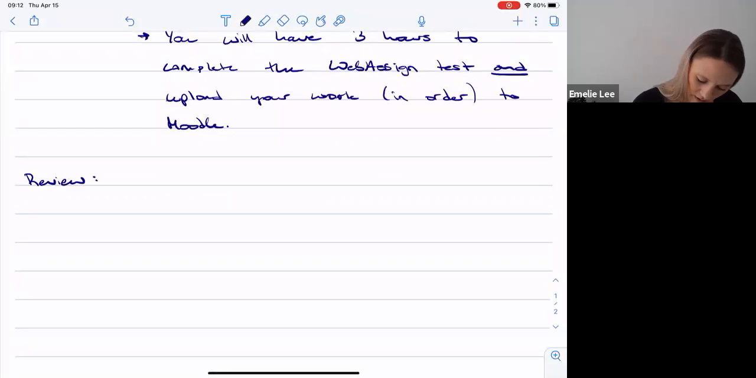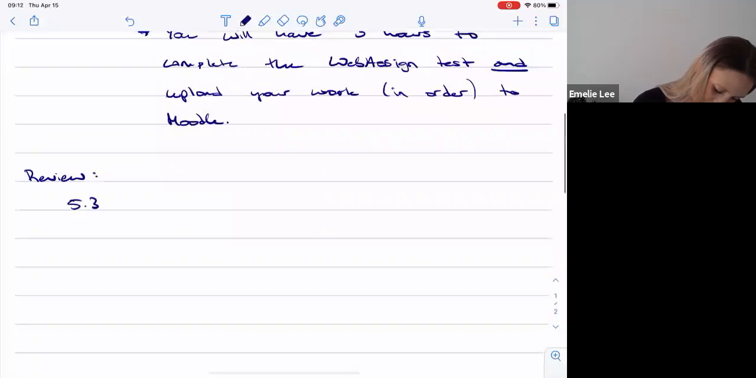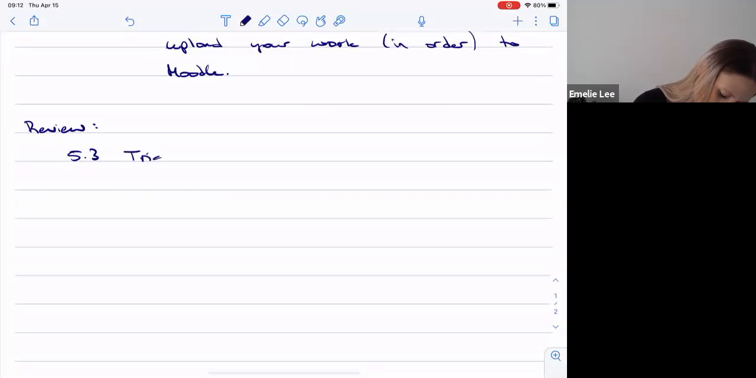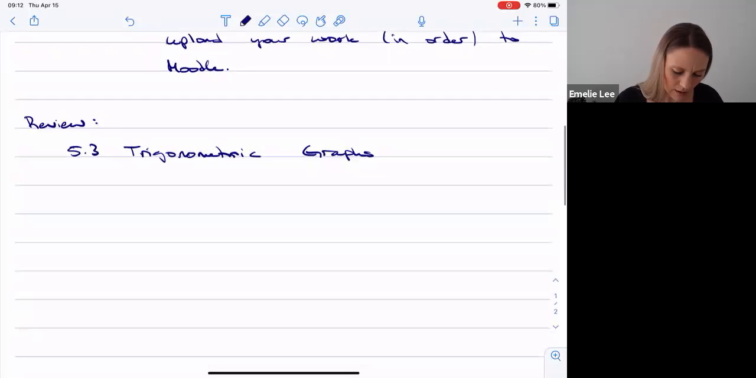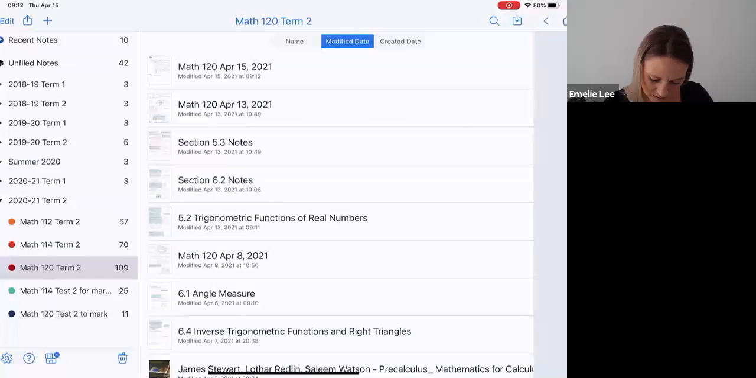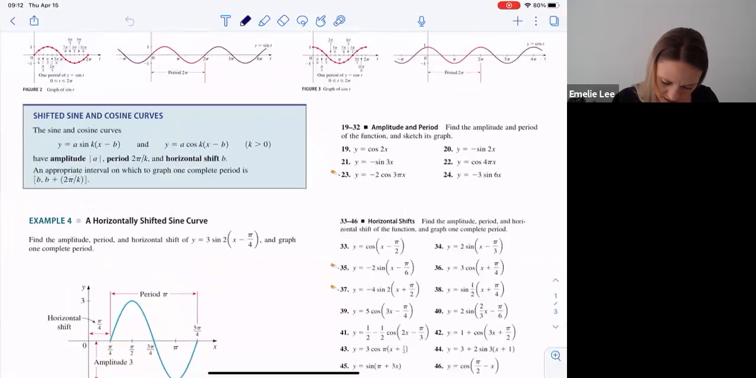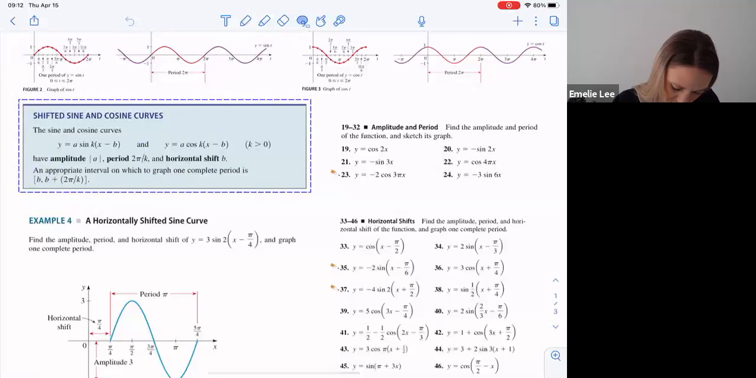Okay. So section 5.3 was on trigonometric graphs. And I kind of cut right to it, right to what we need out of this section. Okay, good.